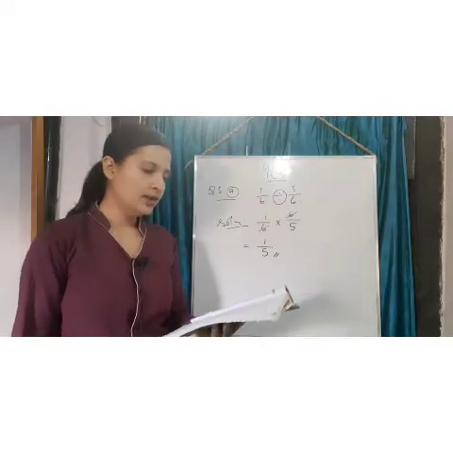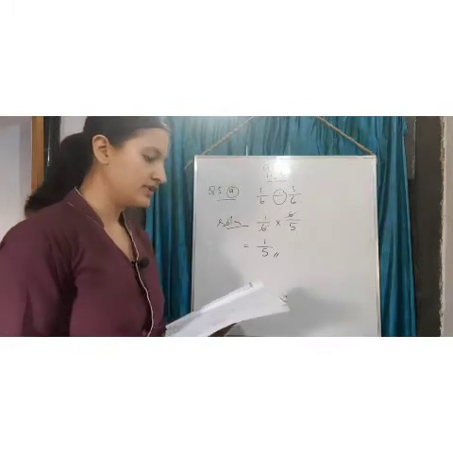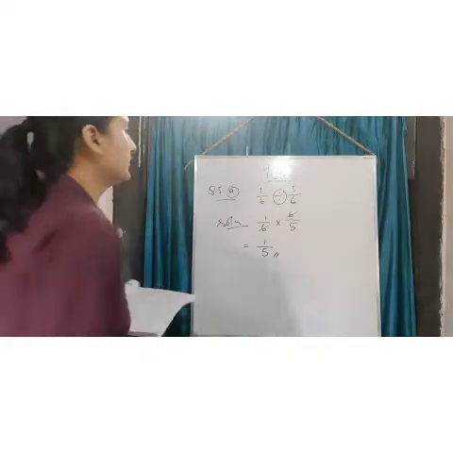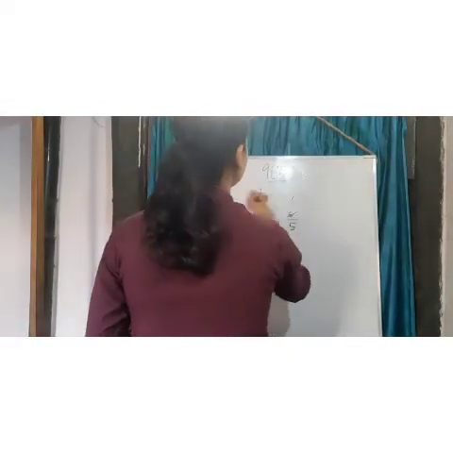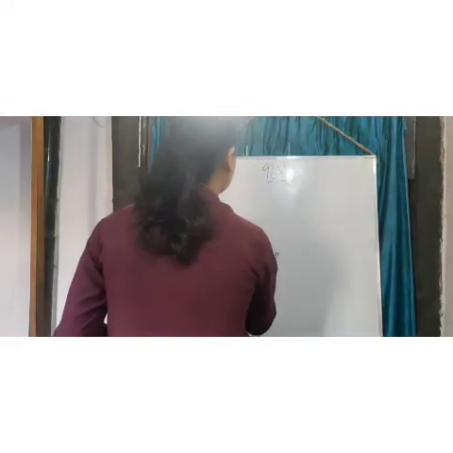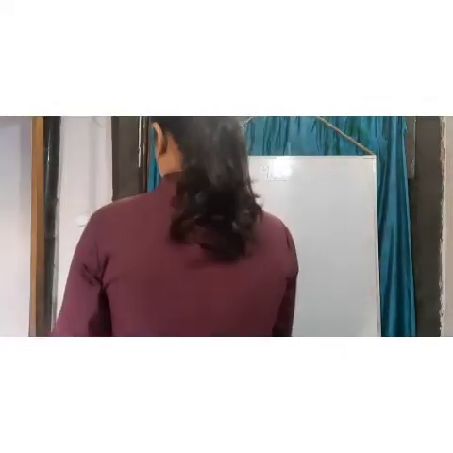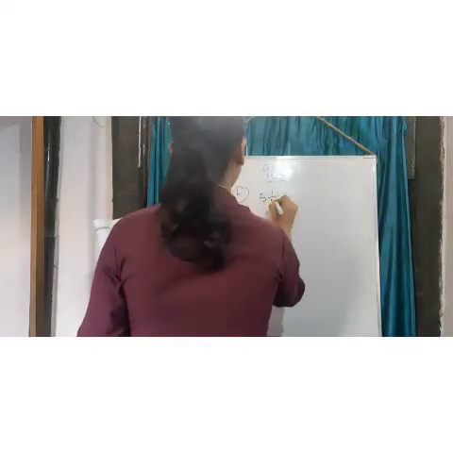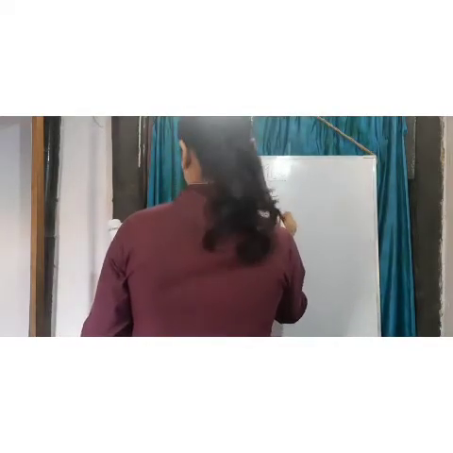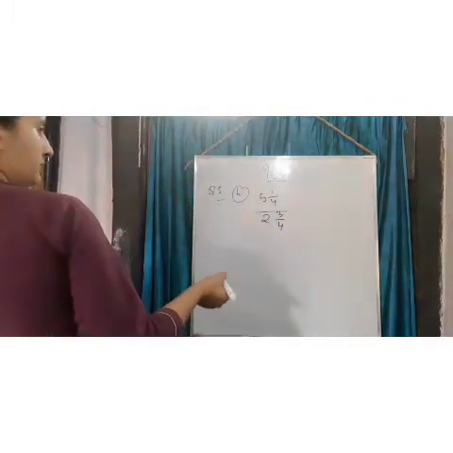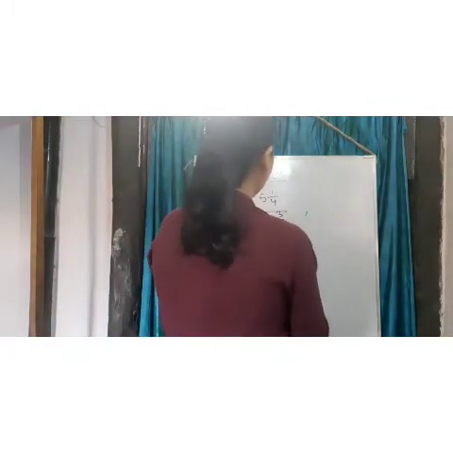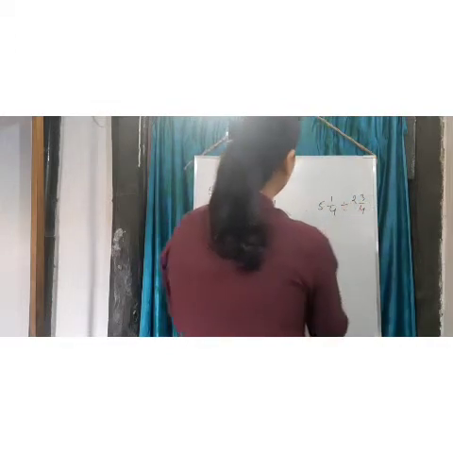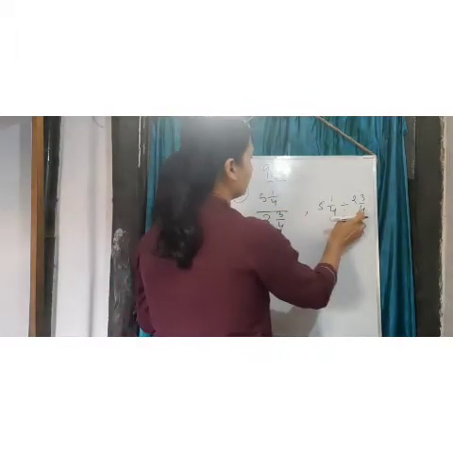Is it clear? Okay, so let us try a few more questions. Let us see H, the last one. 5H. Here the question is 5 1 by 4 by 2 3 by 4. So what does it mean? Instead of writing like this, 5 1 by 4 divided by 2 3 by 4, they just wrote it like this, where this becomes a denominator.